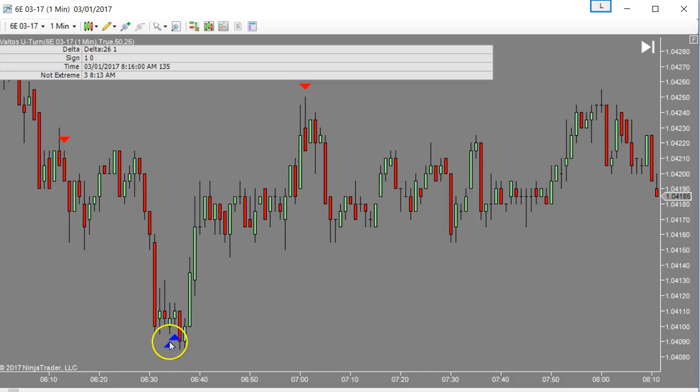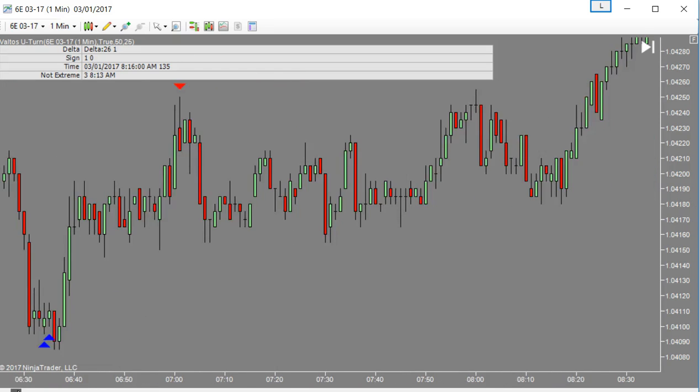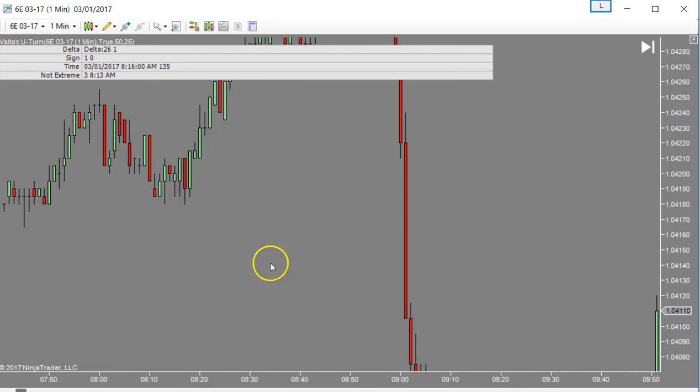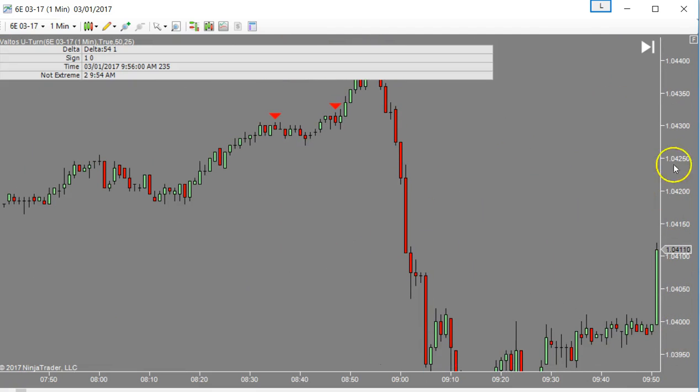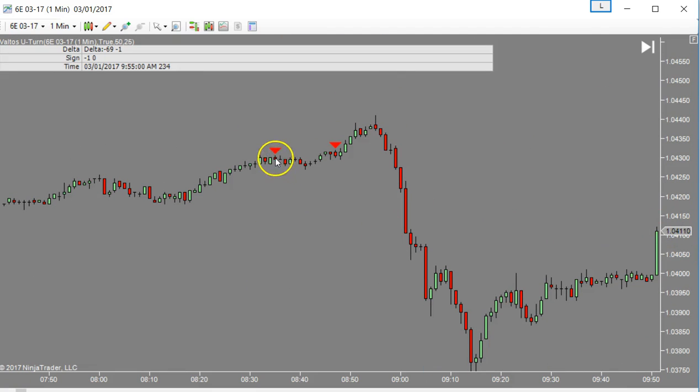You got a sell here. You got a couple buys here. Okay, sell here. These are settings of 50 and 25. What else? Okay, you got a big drop here. So you got a couple sells here. This one worked out a little bit. This one went up before it fell down.